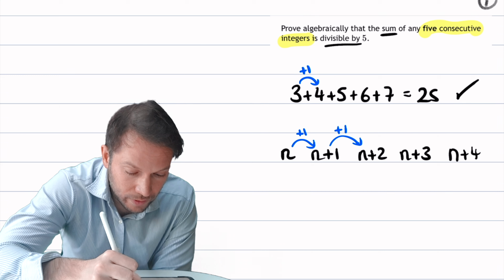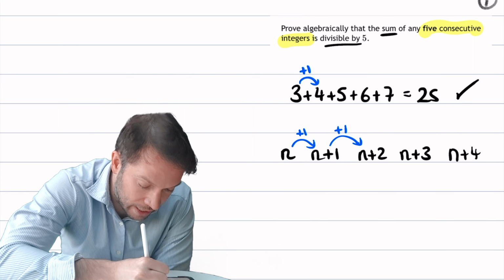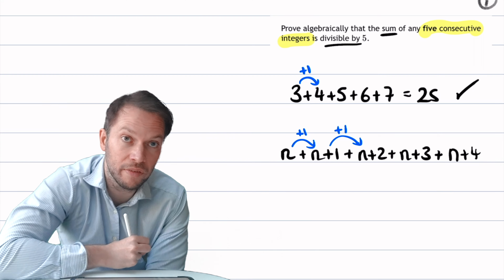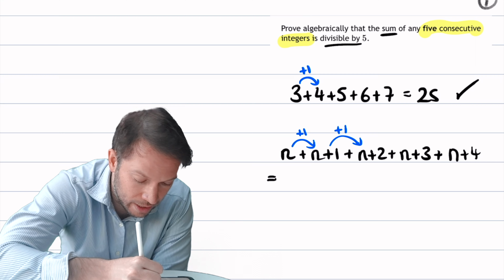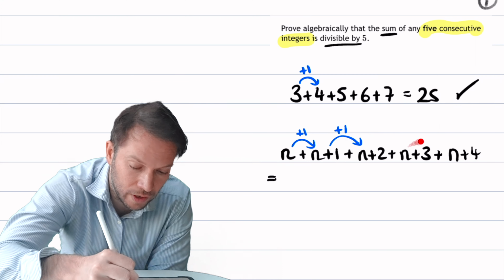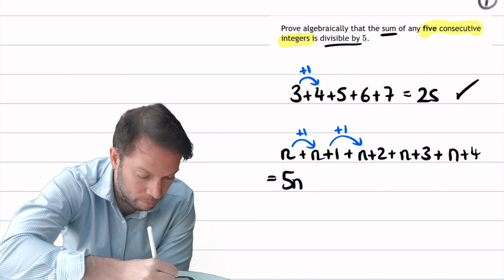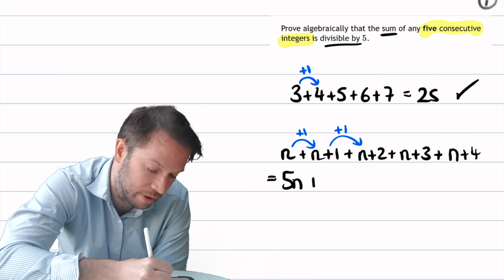Now, we said that we want the sum of these. So we're going to add these together, and we've got to show that's divisible by 5. Now, if we add these together, how many lots of n have we got? We've got n plus n plus n plus n plus n. That's 5 lots of n, so 5n. And then we've also got 1 plus 2 plus 3 plus 4, which is 10. So that simplifies to 5n plus 10.